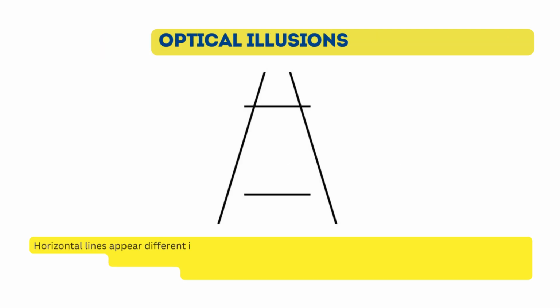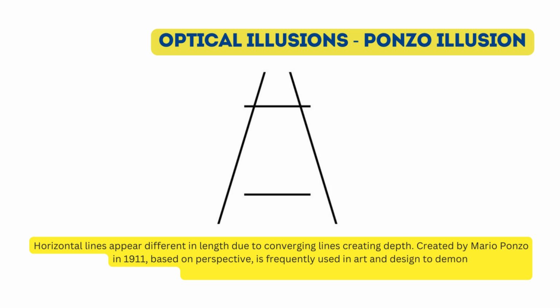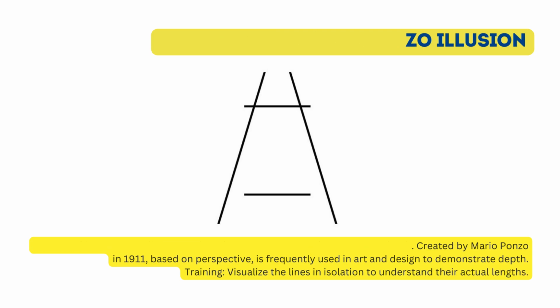Ponzo illusion. Horizontal lines appear different in length due to converging lines creating depth. Created by Mario Ponzo in 1911, based on perspective, it is frequently used in art and design to demonstrate depth. Training: visualize the lines in isolation to understand their actual lengths.